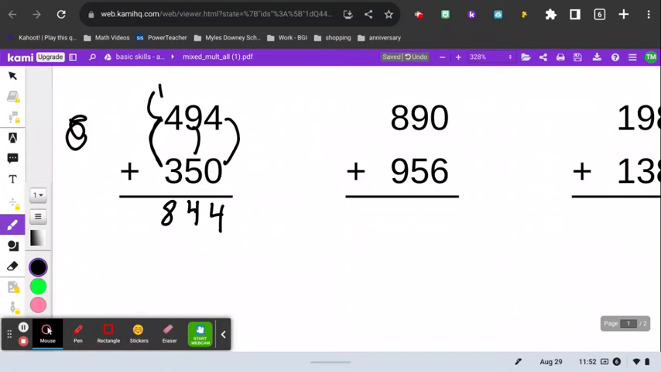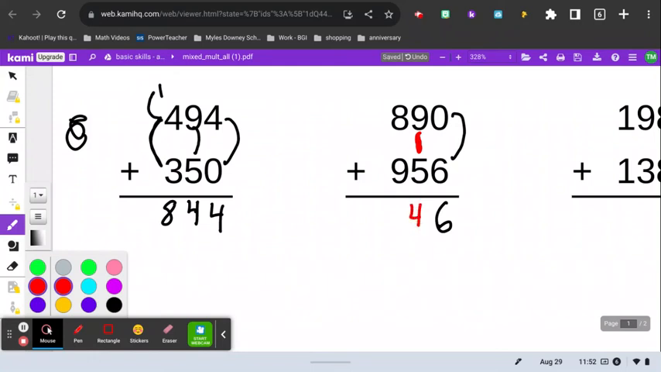Okay, here's the next one. 0 plus 6 is 6. Same thing like with the last one with the 9 plus the 5. 9 plus 5 gives you 14. And then you're adding here. Once again, you can group them. 9 plus 1 is 10. And then plus the 8 would give you 18.